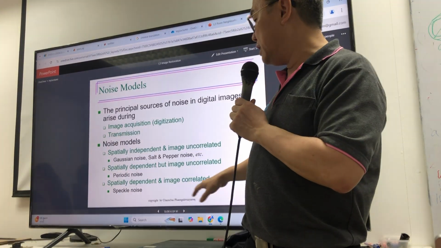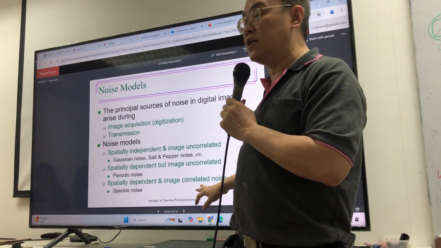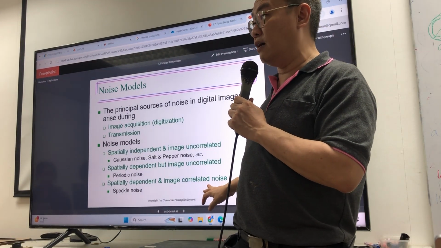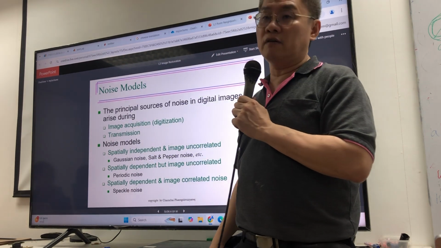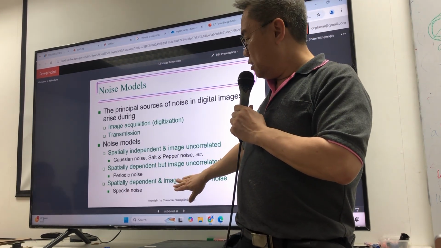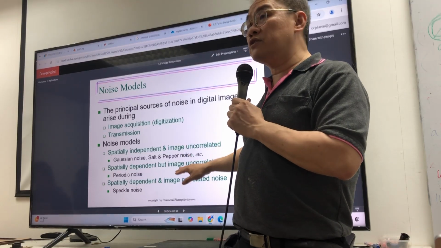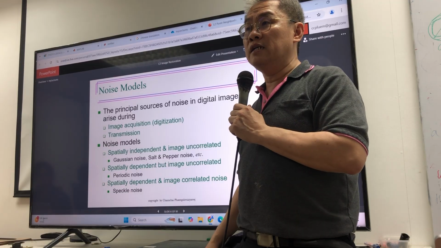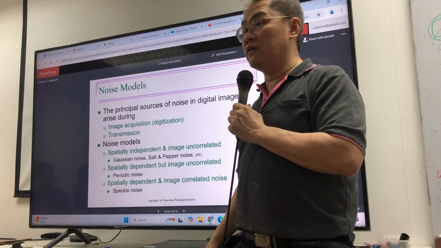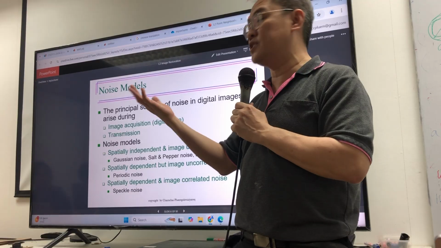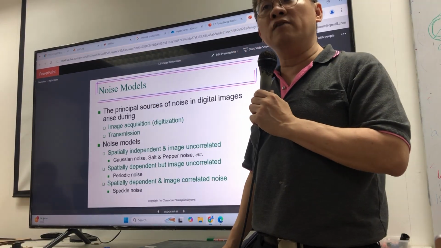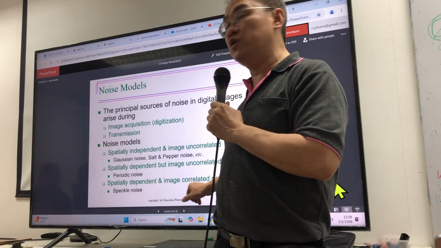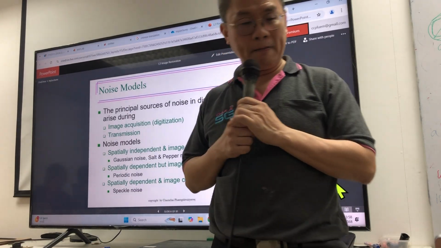And last but not least is spatially dependent and image correlated noise. This is the hardest to get rid of. Most of the time it's speckle noise. We're going to learn just the first two. The last one you can read some papers on, and if you are doing 204, advanced image processing, you might want to present something on how to get rid of speckle noise. You read some papers and then present that to us.